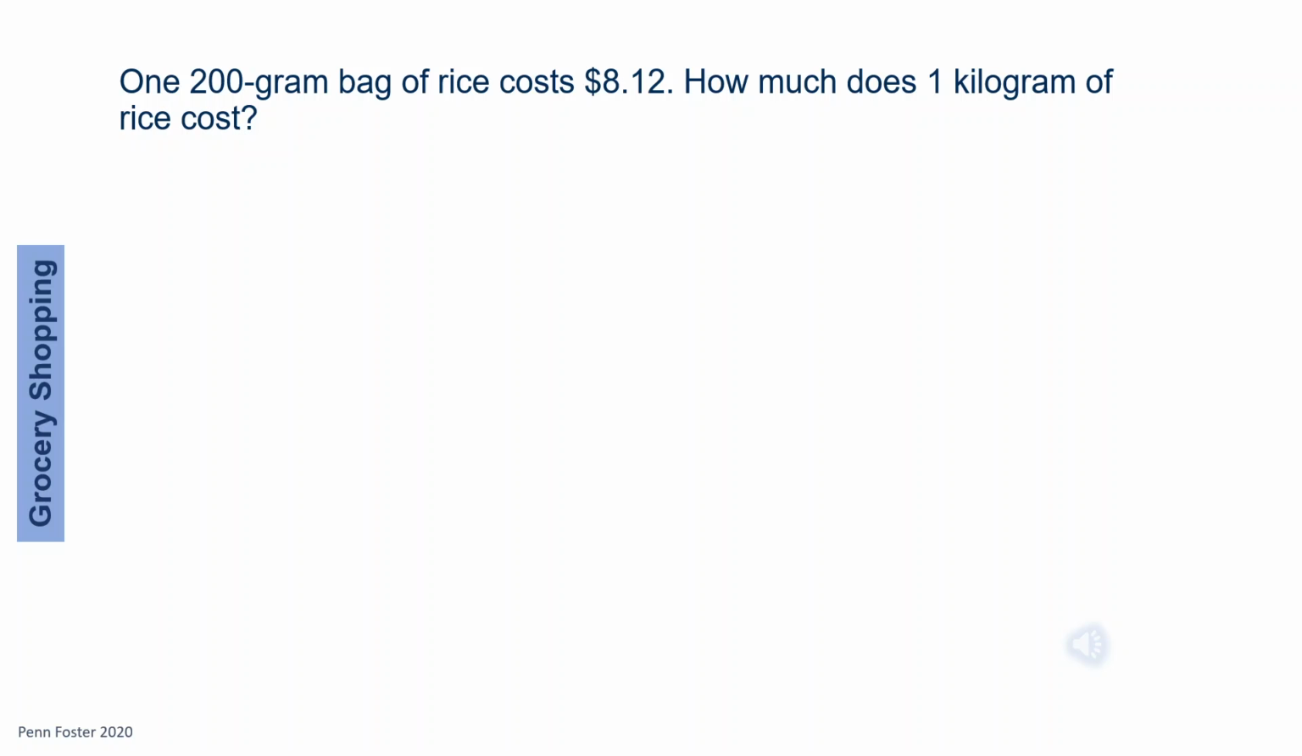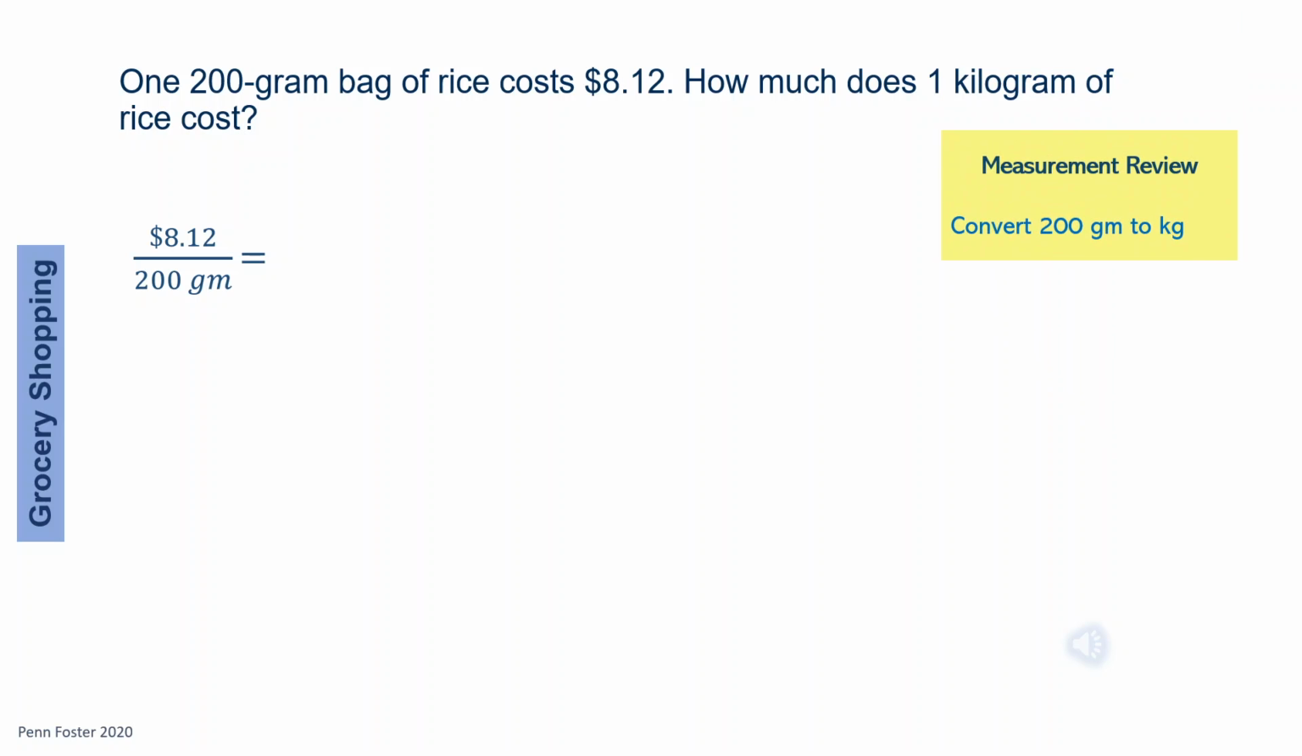Let's look at a different situation. One 200-gram bag of rice costs $8.12. How much does 1 kilogram of rice cost? First, set up a fraction to represent the given pricing information. $8.12 goes on top, and 200 grams goes on the denominator. Since the desired unit of weight is kilograms, not grams, we must convert 200 grams to kilograms.